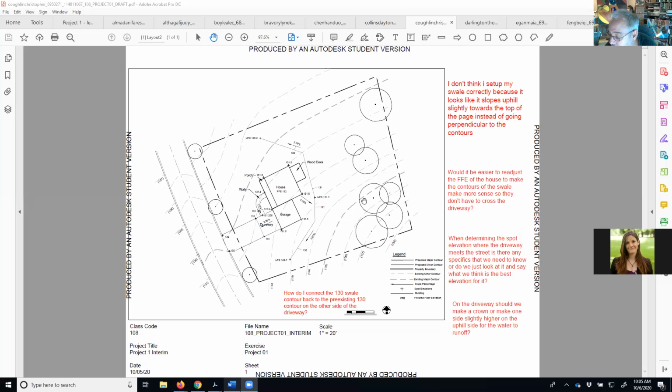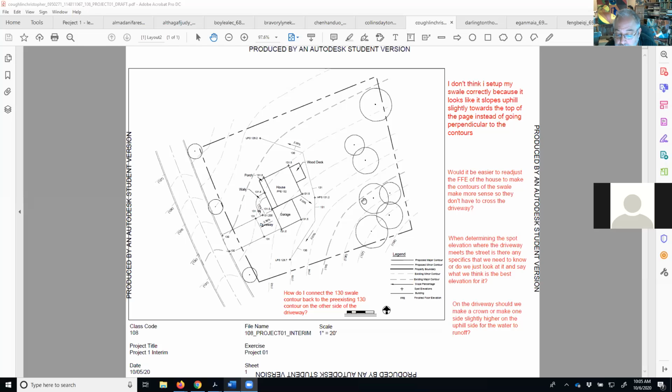Let's see, who are we doing? Chris, you here? Yep, I'm here. Okie dokie. I don't think I set up my swale correctly because it looks like the slope goes uphill slightly towards the top of the page instead of going perpendicular to the contours.